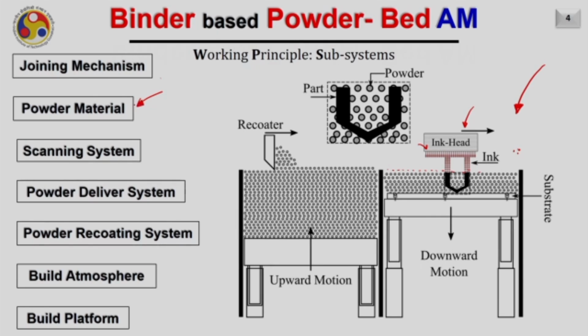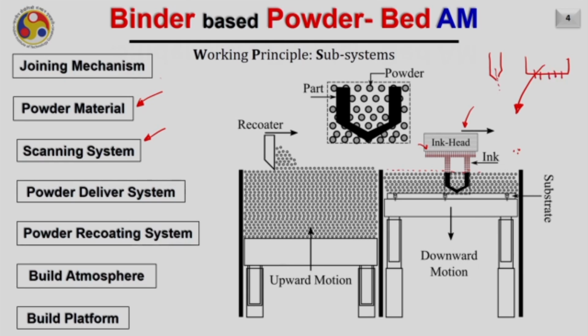Then there is a scanning system which is used to drop the ink over the powder bed. It could be a single nozzle, or it could be multiple nozzles.